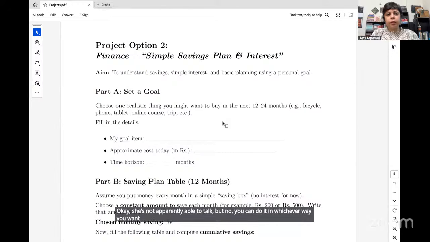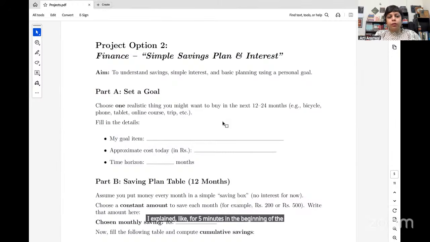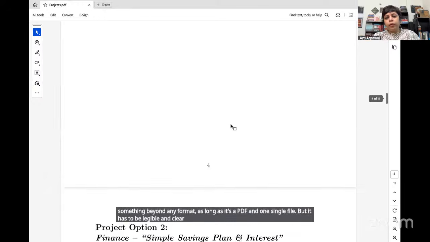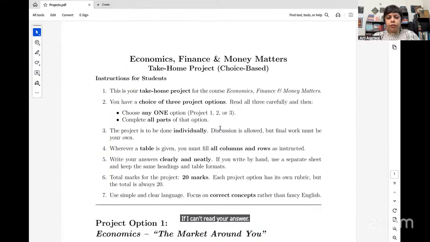That is the first thing I said. I explained that for 5 minutes in the beginning of the class, that you can submit the answer in any format as long as it's a PDF and one single file. But it has to be legible and clear. If I can't read your answer, I can't grade it.